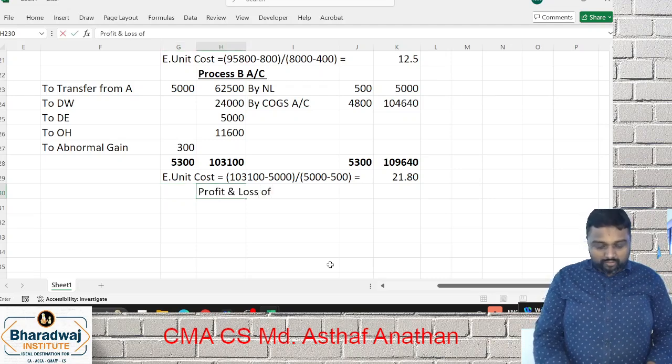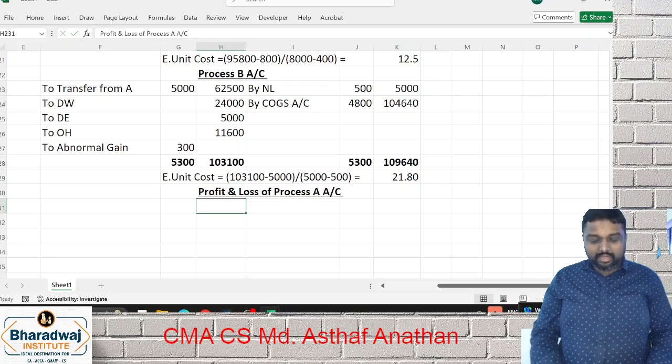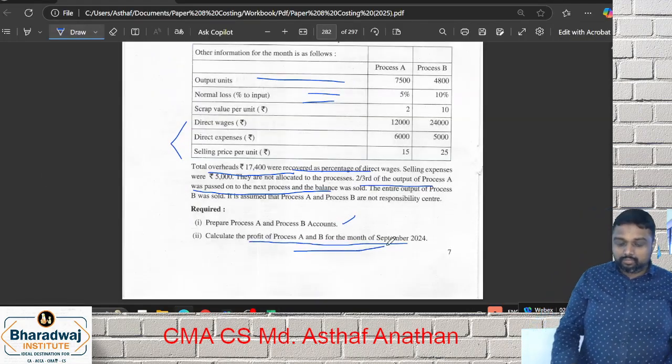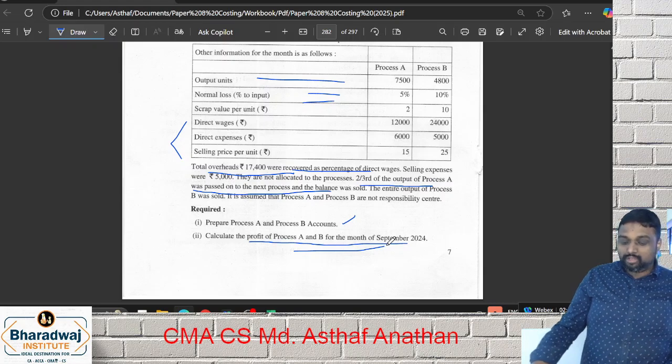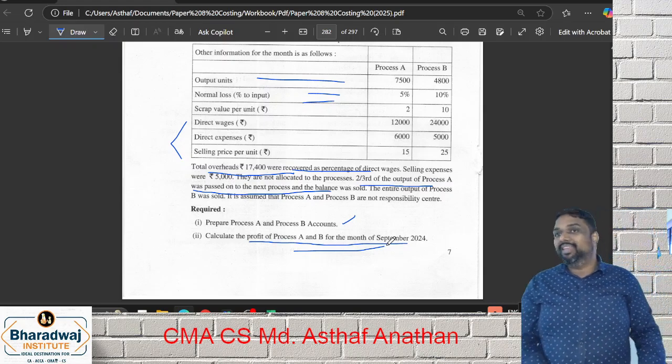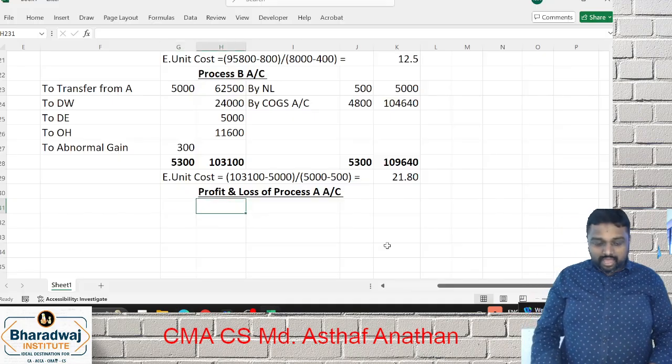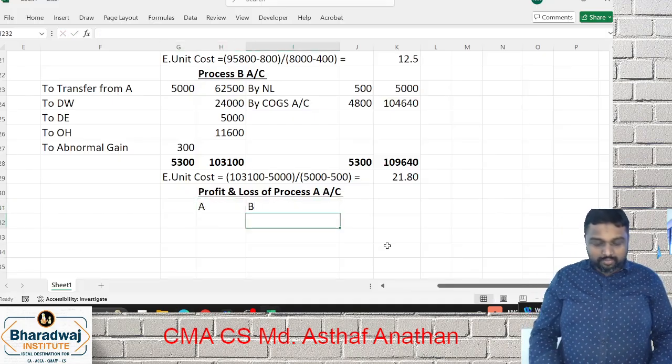Now we can do the profit and loss of process A account because they are asking very clearly: calculate the profit of process A and process B. Hope all of you are ready. So process A, process B.